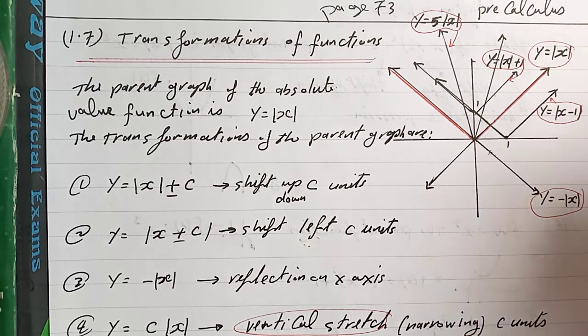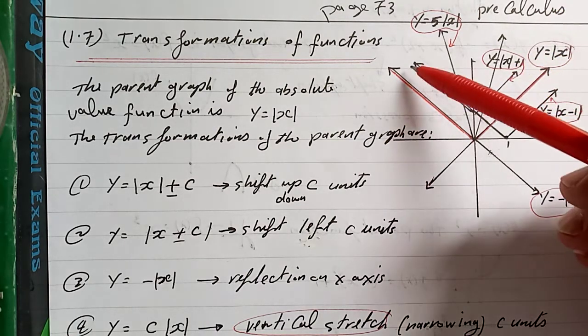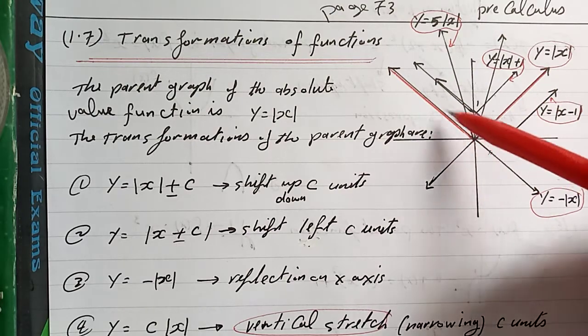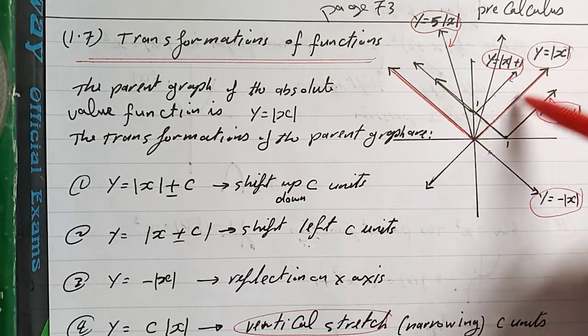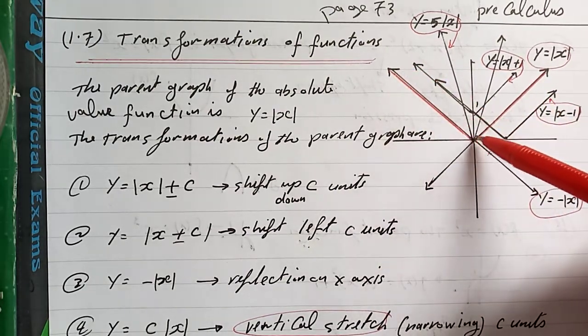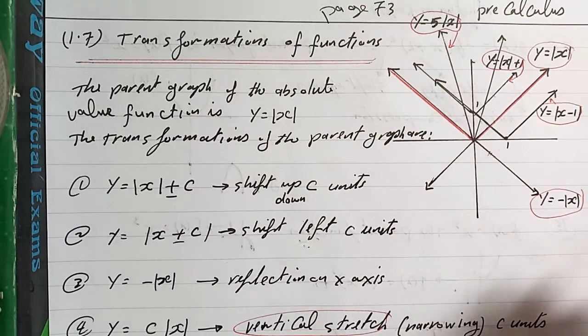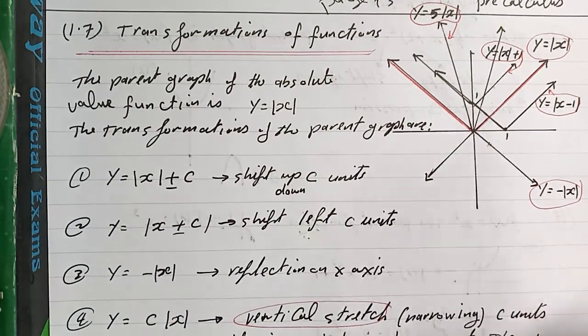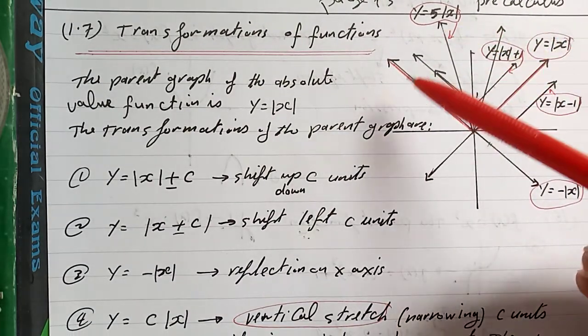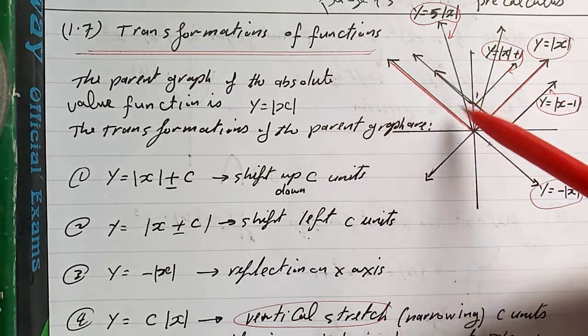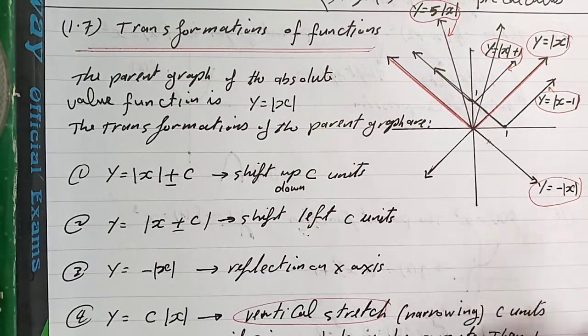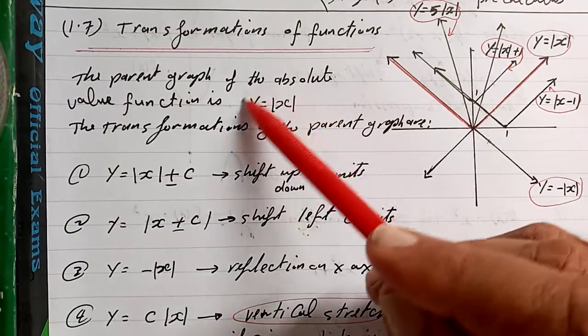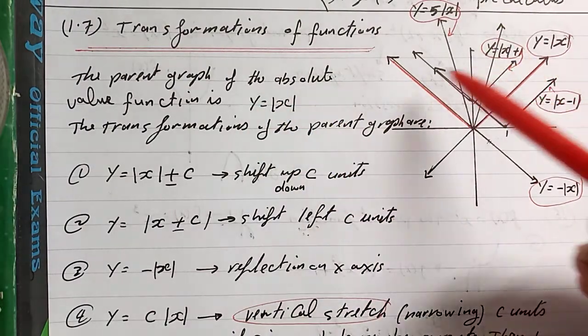We'll take one example, which is the parent graph of the absolute value function. You know it, this one, the red one. We studied it in the lesson before, and we will see the transformation of this function from the parent graph itself. So y equals absolute value of x is the parent function, the red one.